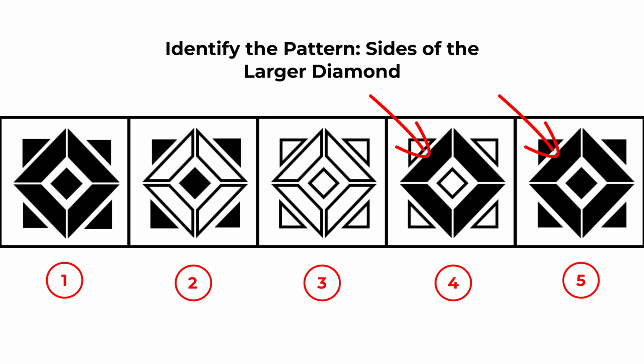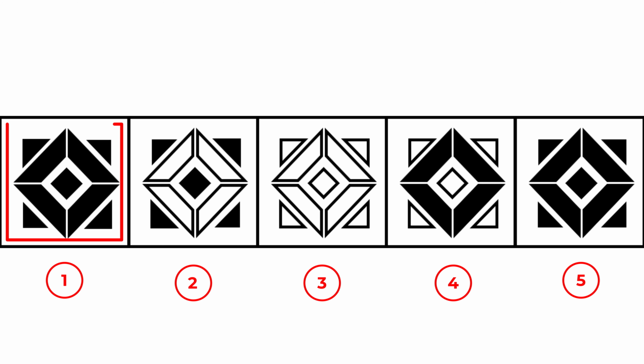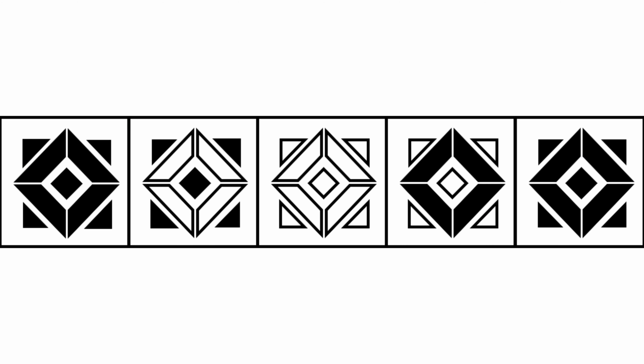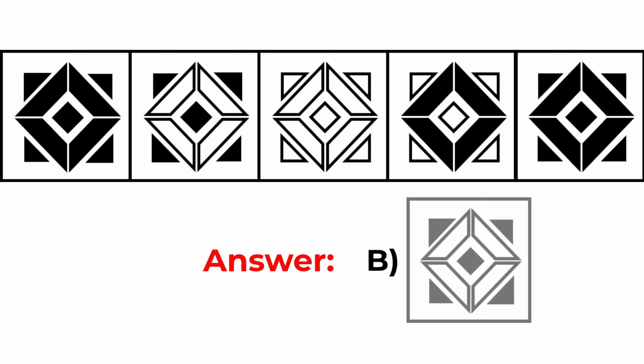Let's recap. Shape 2 is the first shape in the pattern, shape 3 is the second shape in the pattern, shape 4 is the third shape in the pattern, and then shape 5 is the fourth and last step in the pattern. If you look closely at shape 1 in the picture, you see that this represents the last shape in the pattern. So the correct choice here for shape 6 would be to select the first shape in the pattern, which is the matching answer for choice B.